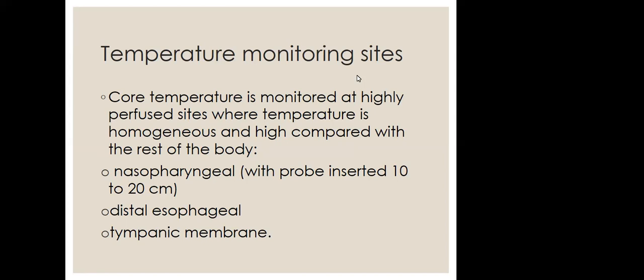What are the different sites from where we can get the temperature monitoring? These are the nasopharyngeal, distal esophagus, and tympanic membrane. There are also different sites that are axillary, bladder, and rectal, which can be used to estimate the core temperature, but it can cause different kinds of artifacts. Pulmonary artery probes can also be used to get the temperature.